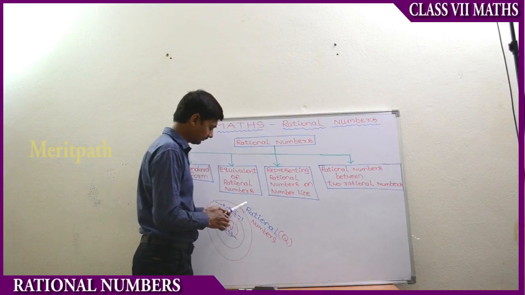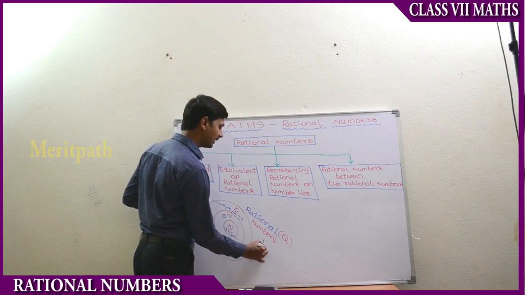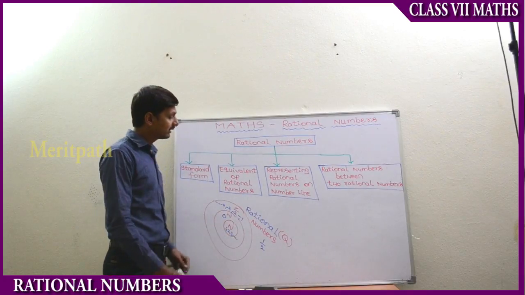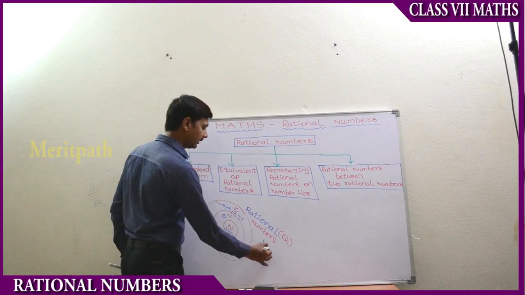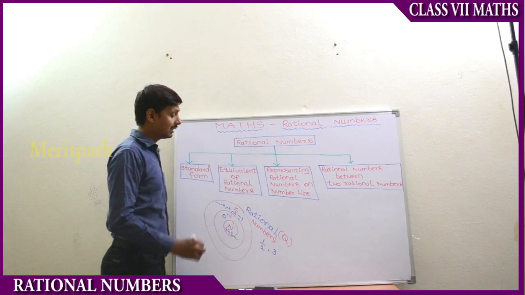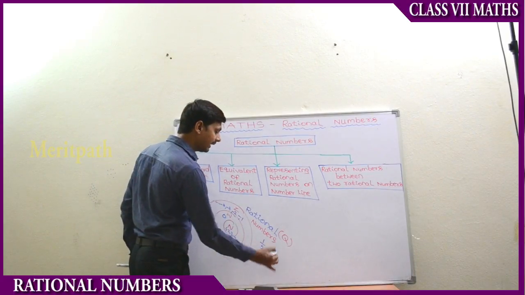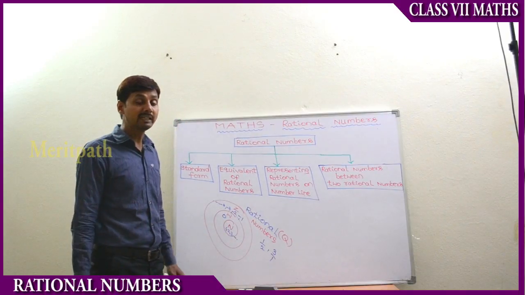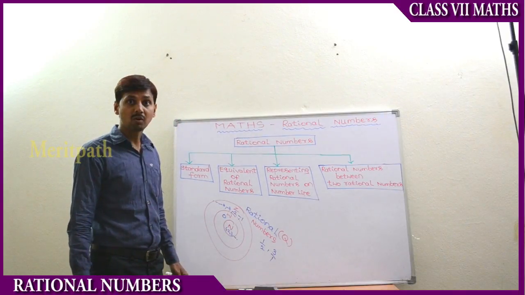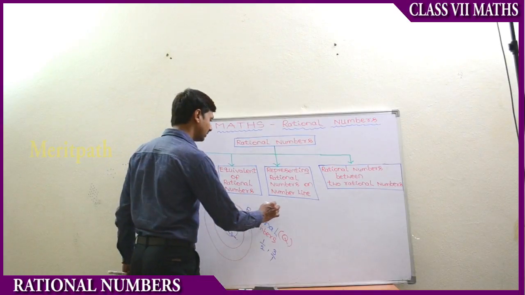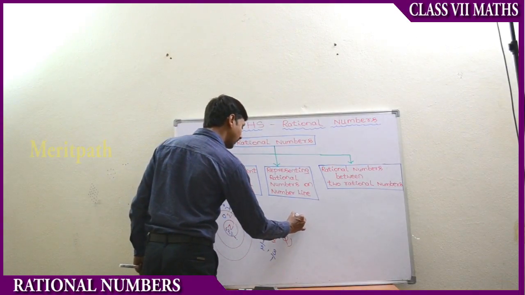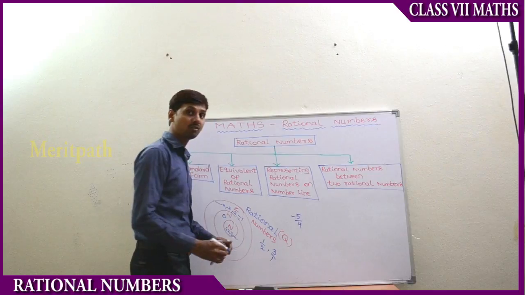Let's take, for example, 1 by 2. The denominator is not equal to 0. If we take 3, 3 is also a rational number, because we can write 3 by 1, which is also 3. So this is in the form of p by q. Another example is minus 5 by 4, which is also in the form of p by q.